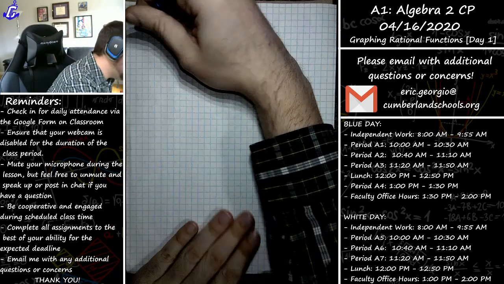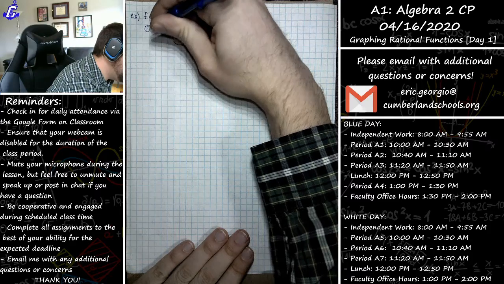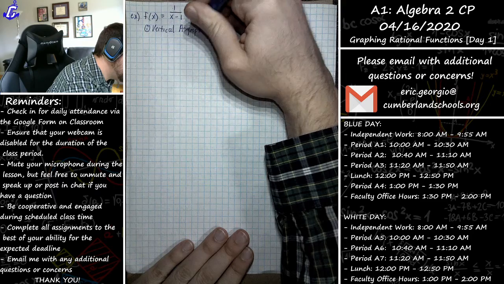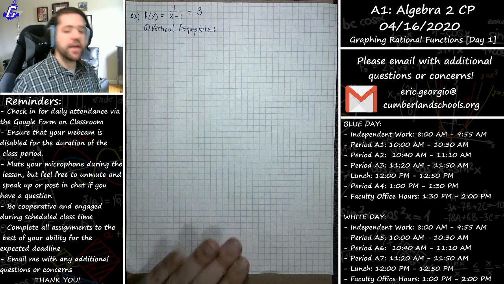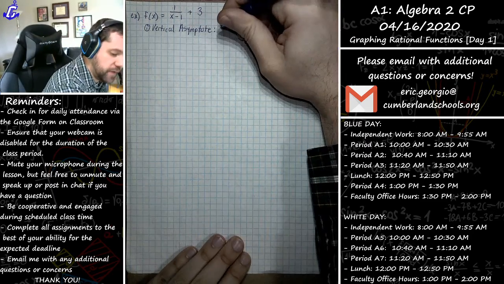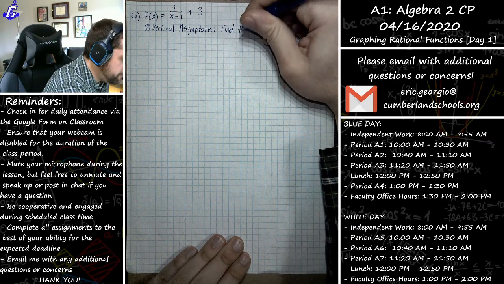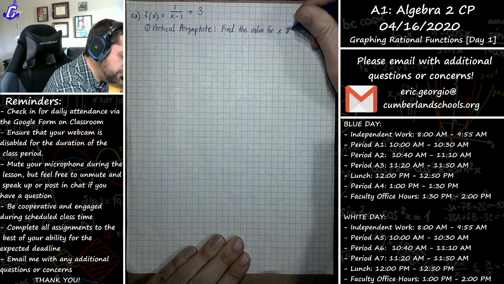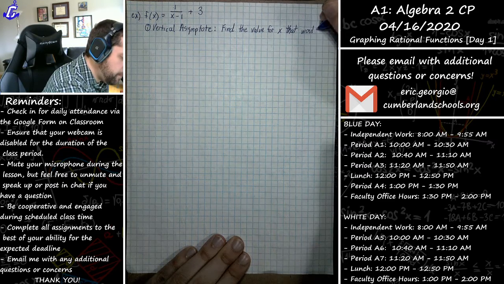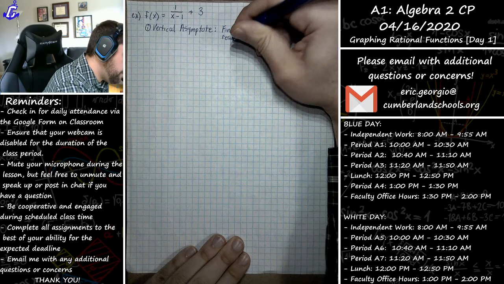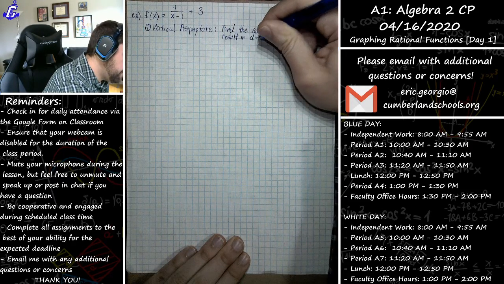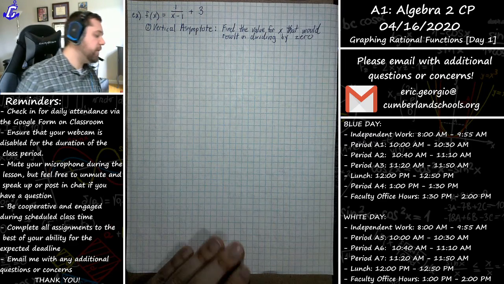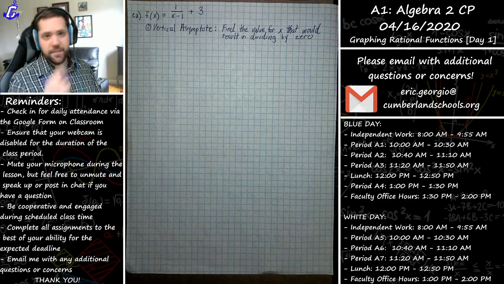The first thing I would do with this function is I would try to find my vertical asymptote if I want to sketch a graph of this. Okay? And again, your vertical asymptote is you're attempting to find the value for x that would result in dividing by 0.